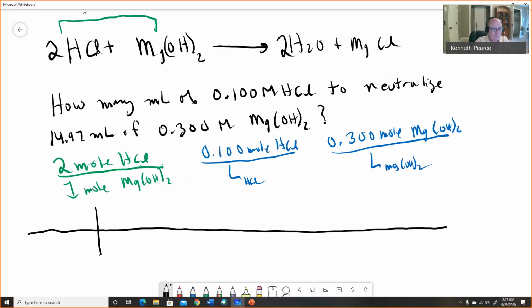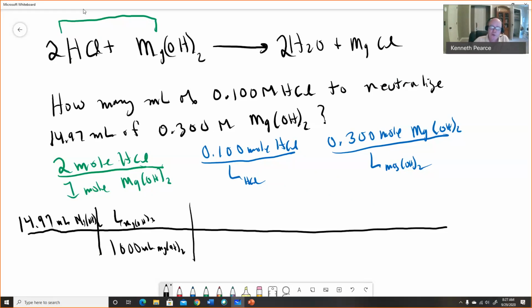And we start with our 14.97 milliliters of magnesium hydroxide. And of course, we're going to have to convert that to liters. And so we say liters of magnesium hydroxide solution is 1,000 milliliters of the magnesium hydroxide solution. And that'll get us in liters. And we could have done that ahead of time. But let's go ahead and put this in here so we're converting to liters.